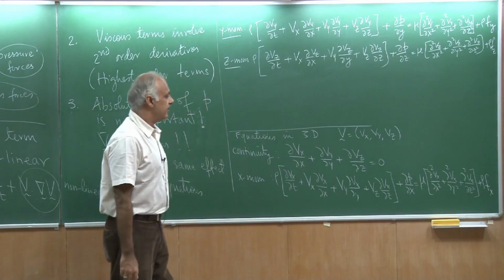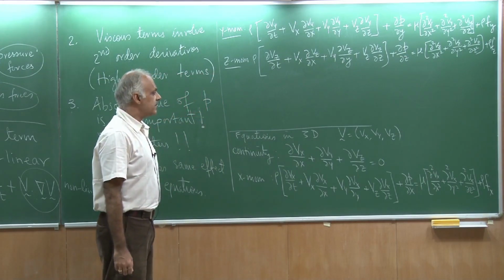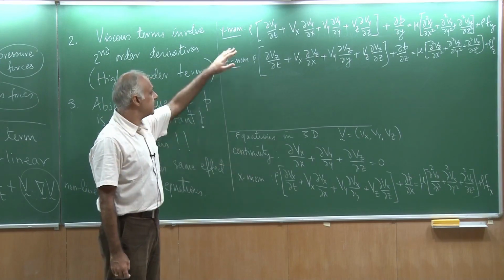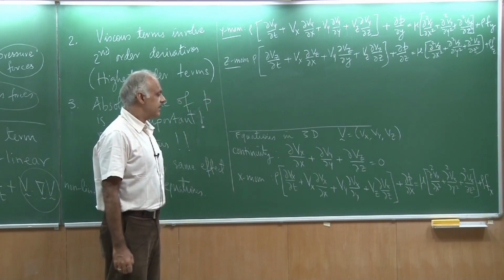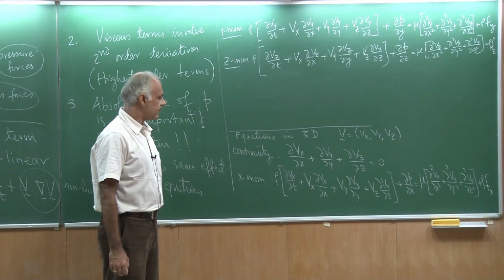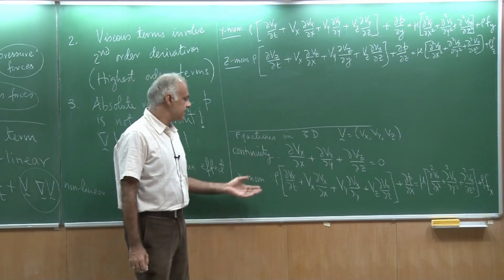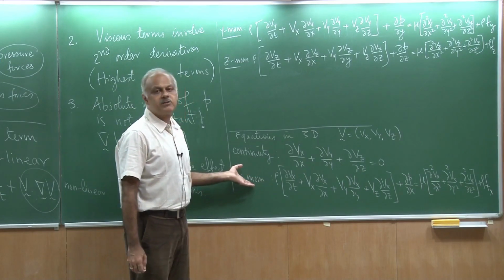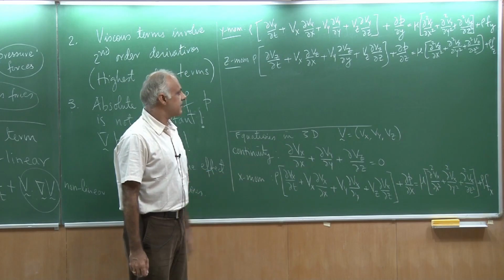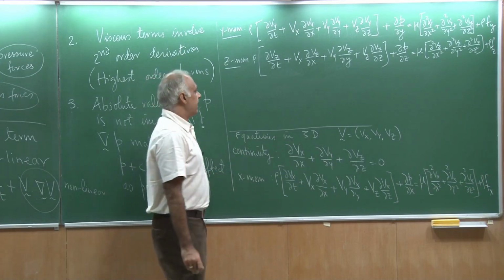So these equations now represent these four equations, one continuity and three momenta equation. They represent the flow equations for incompressible flows. As I mentioned in the last class, the momentum equations are referred to as the Navier-Stokes equations.